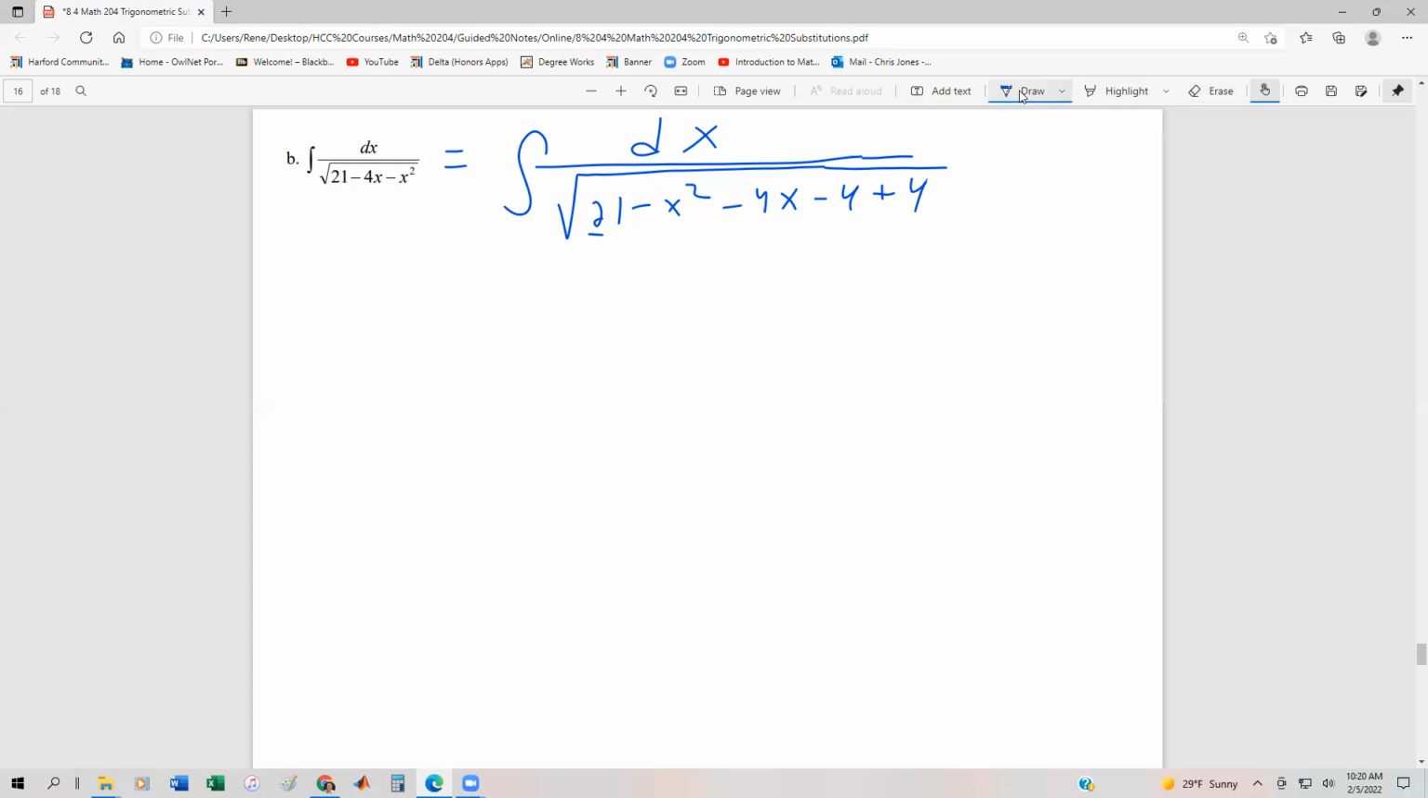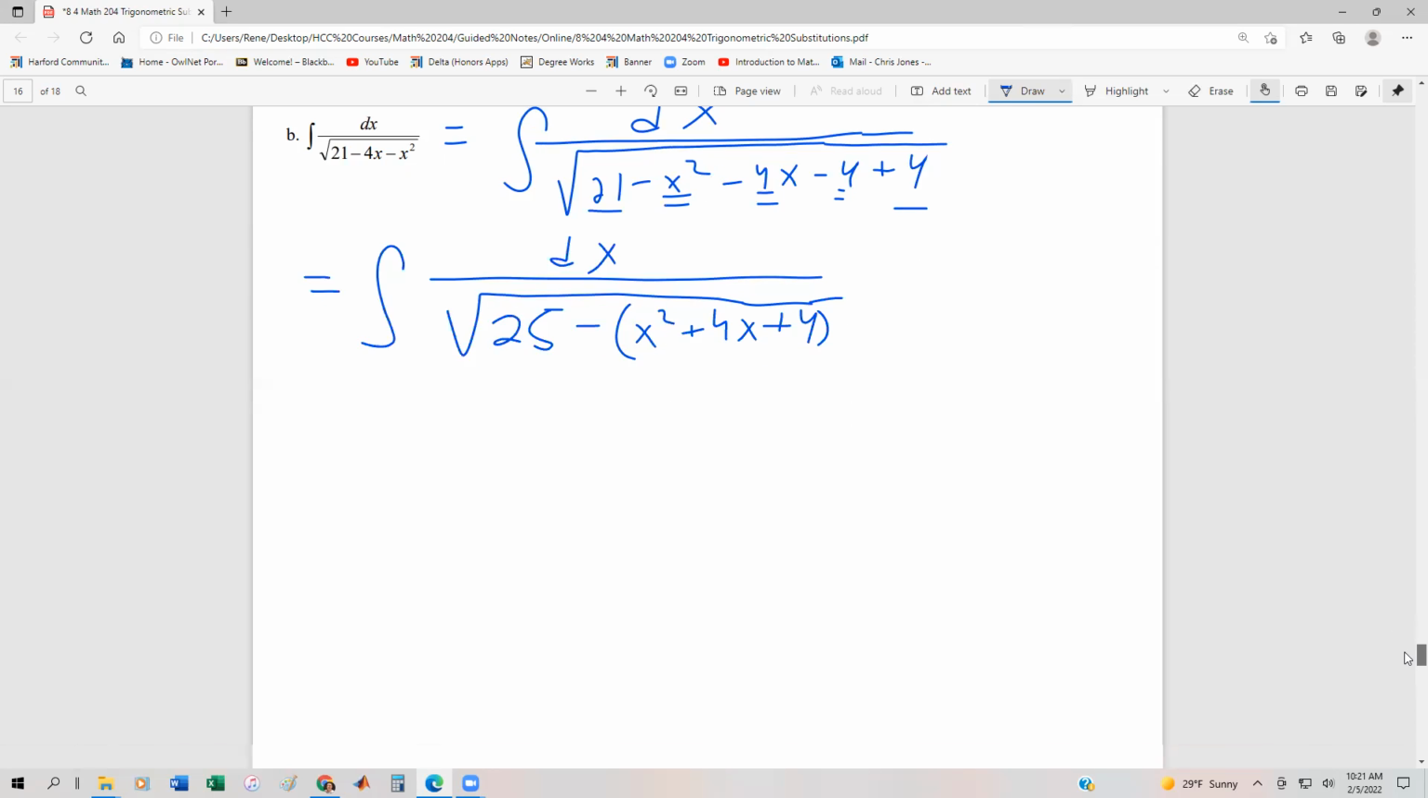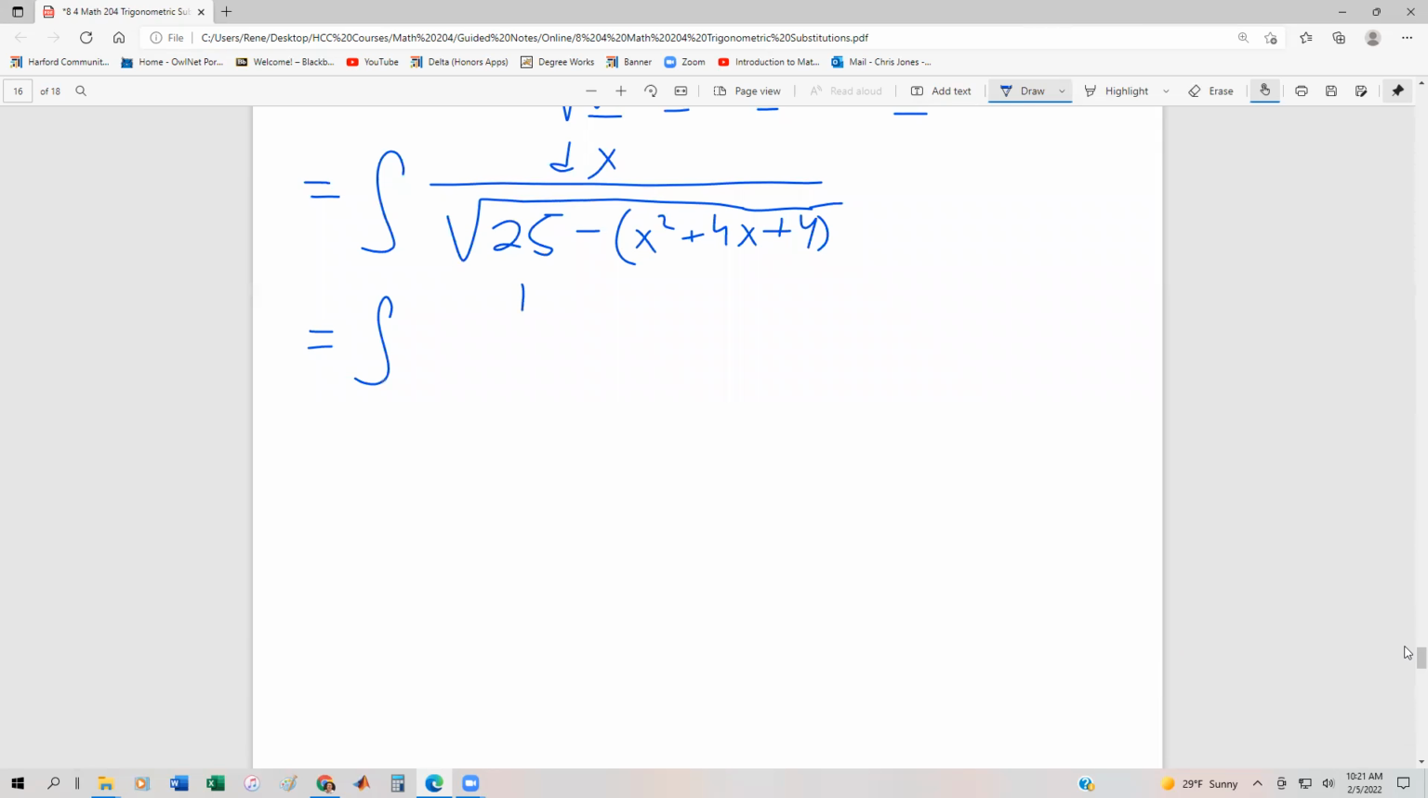So I'm going to add the 21 and the 4, and factor out a negative. Now this becomes the integral of dx over the square root of, now I really like 25, and I'm going to factor out a negative from these 3 terms. That's going to give me x squared plus 4x plus 4. Now we can factor this as a perfect square trinomial, and that's going to turn into the integral of dx over the square root of 25 minus x plus 2 squared. Now we can start employing the tactics to evaluate this using the trigonometric substitution methods.